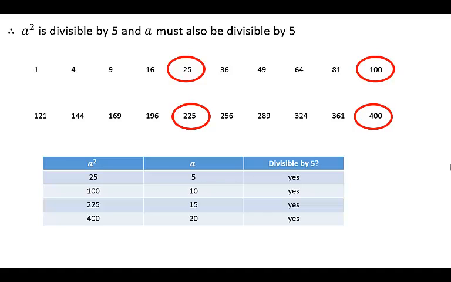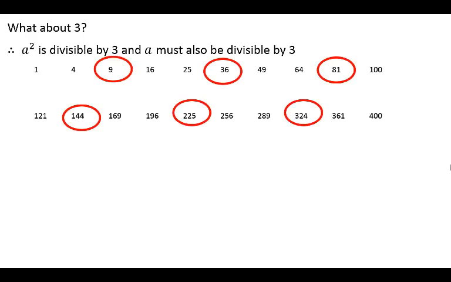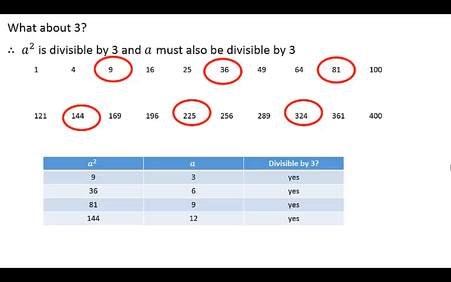It's a sidetrack, but we'll have a look at 3. So the statement would be, if a squared is divisible by 3, a must also be divisible by 3. Again, the first 20 square numbers, the square numbers that are divisible by 3 are indicated. If a squared is 9, a is 3, which is divisible by 3. If a squared is 36, a is 6, which is divisible by 3. So the statement, a squared is divisible by 3 and a must also be divisible by 3, is true.